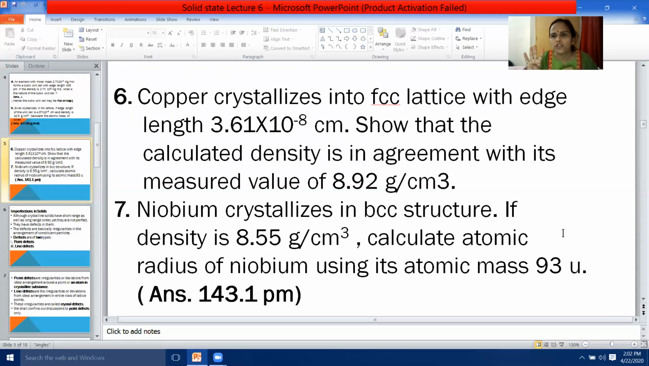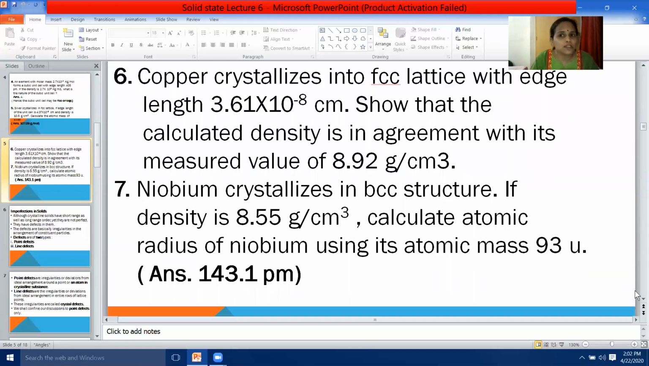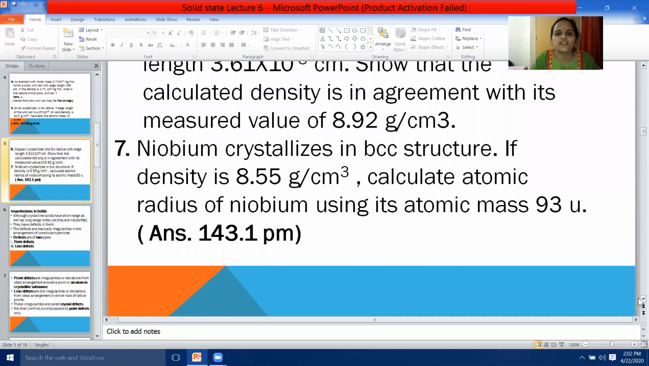FCC, Z value is there equal to 4. So you will take and accordingly you will just see whether it is in agreement with the measured value of 8.92 gram per centimeter cube. Look at my next question. Question is, niobium crystallizes in BCC structure. BCC structure, there is the hint that is given, that is the value of Z which you will take there is 2. Density is 8.55 gram per centimeter cube. Calculate atomic radius of niobium using its atomic mass 93 units. The answer there is reflected.